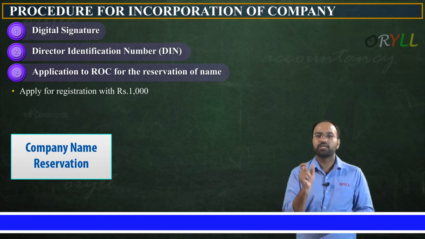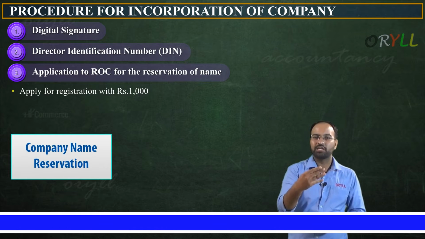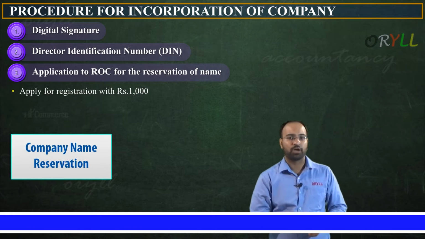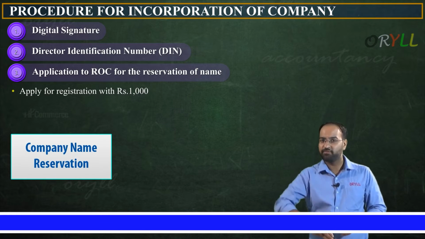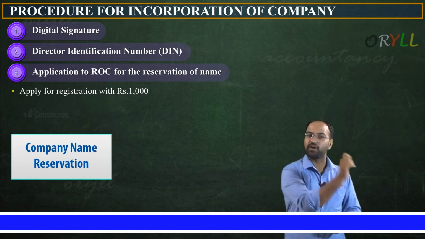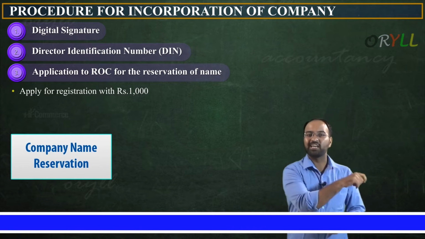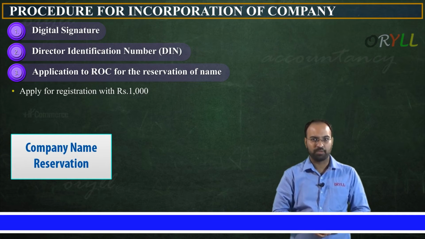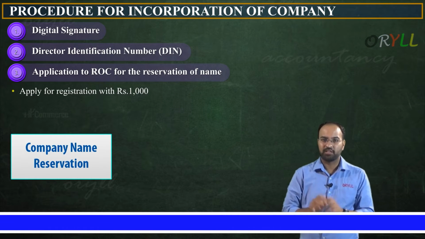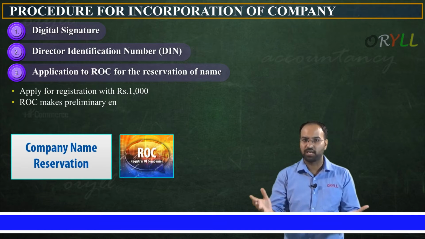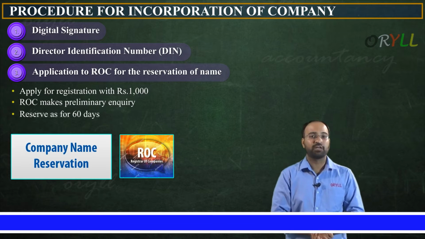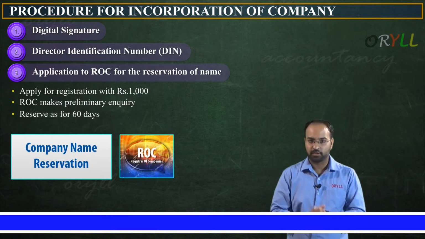Hence I have to give 3 alternative names to the ROC, and the ROC will check whether the name is available or not. But the names I give should not be similar or identical to those of another company. Got it? It should not resemble the name of another company. Then the ROC will make a preliminary inquiry. If the name is available, the ROC will reserve this name for how many days? For 60 days.